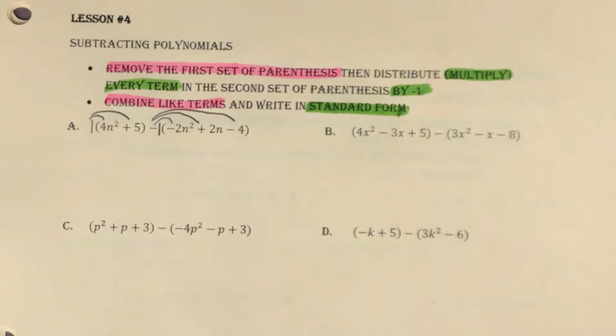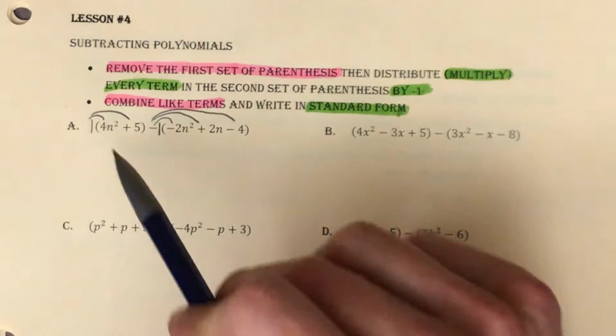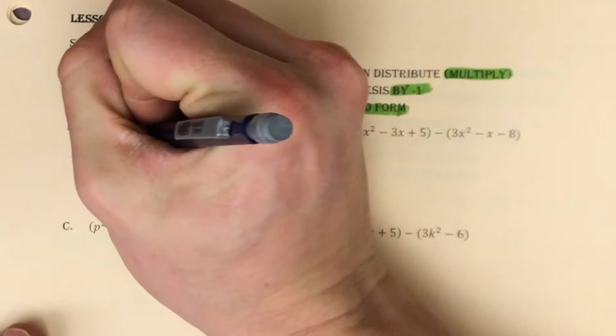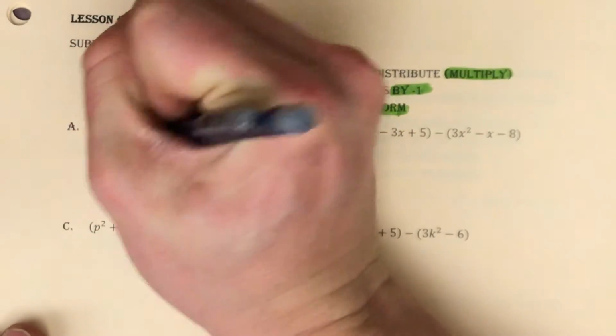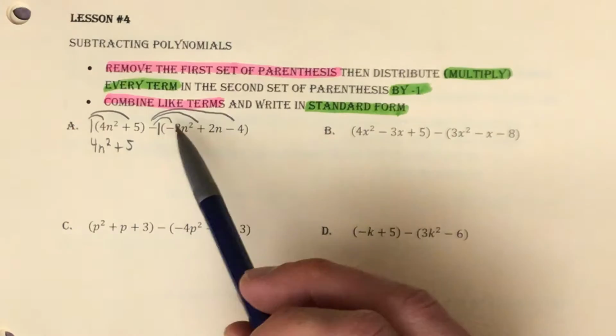All right, so as I was talking about that, I wrote out the start of example A. So we've got these polynomials of 4n squared plus 5 being subtracted by -2n squared plus 2n minus 4. Again, we're just going to remove the first set of parentheses because we're only multiplying that by a positive 1, which doesn't change anything. So this becomes 4n squared plus 5 without the parentheses. Nothing really changed. Now on the second one, we're multiplying by -1.